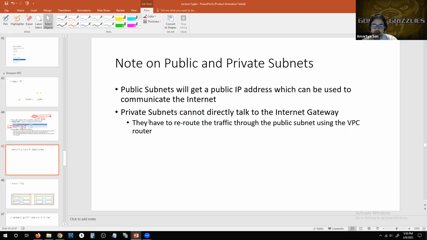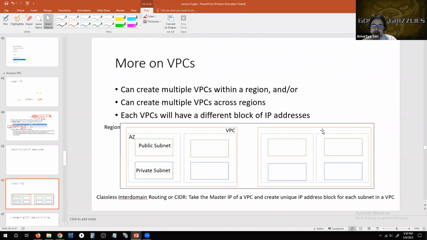All right. Similarly, private subnets do not have a public IP address associated with them. As a result, since there is no public IP address, private subnets cannot directly communicate with the gateway. They have to reroute their traffic through the public subnets, and the communication between instances assigned to a private and a public subnet takes place through the use of a VPC router, right? And as we discussed, you can create multiple VPCs within a region.